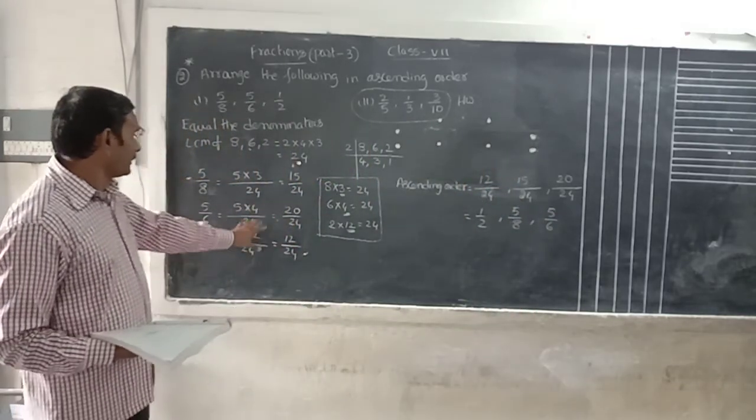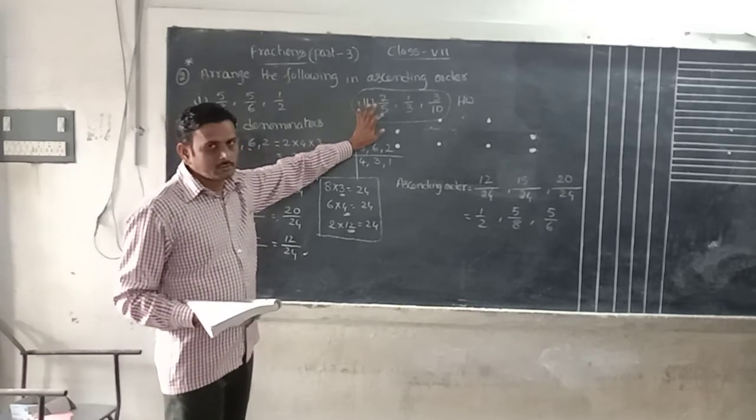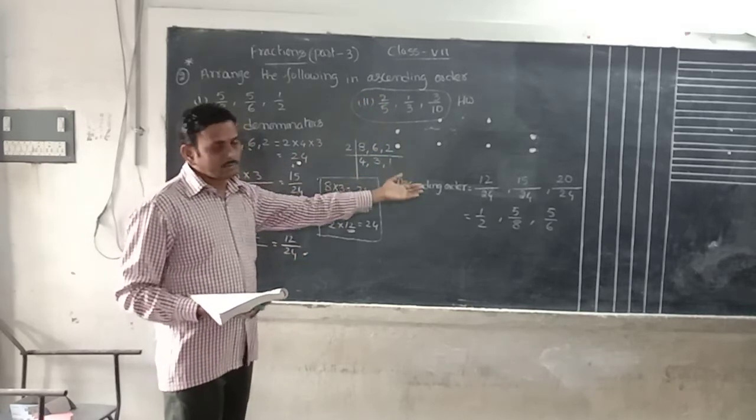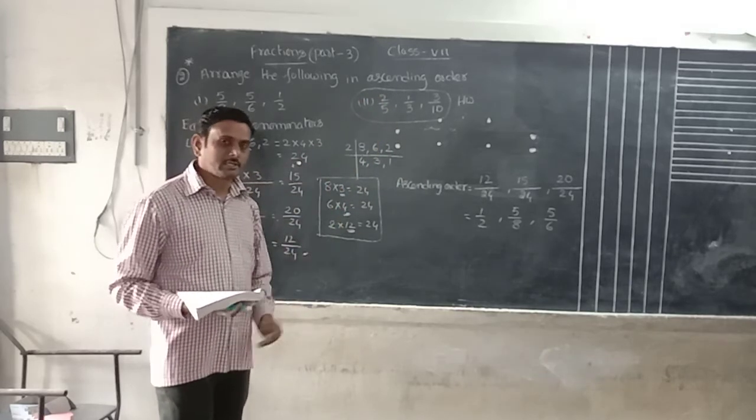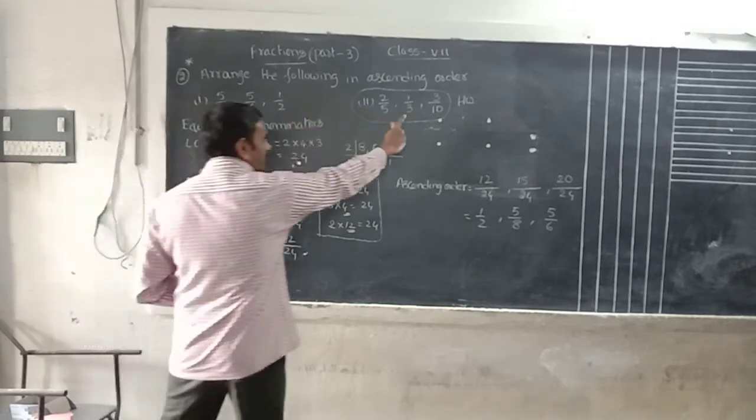By following this method, we have to complete this one. What is the LCM for this one? 30. Then we have to make all the fractions' denominators 30. Follow the first question's solution. Complete this one as homework.